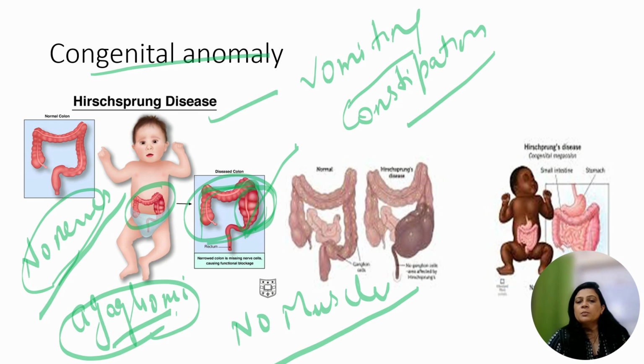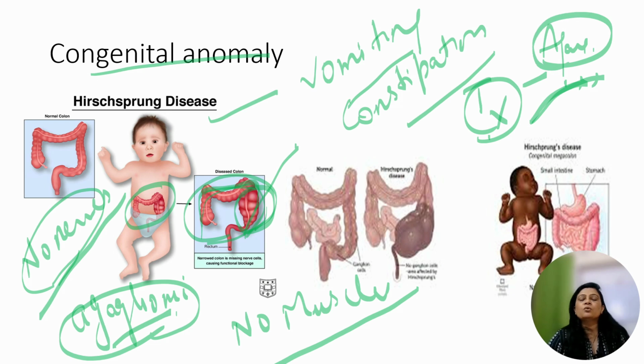So what is the treatment? How will we treat it? For the treatment we have to remove that aganglionic part and connect this with the healthy portion. We will connect it with the healthy portion and remove the aganglionic part. Then the baby is able to pass the stool. So this is Hirschsprung's disease.